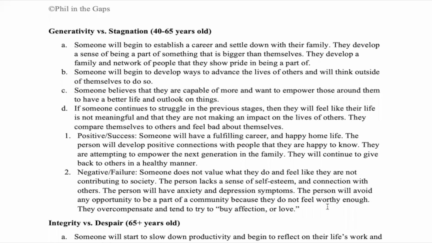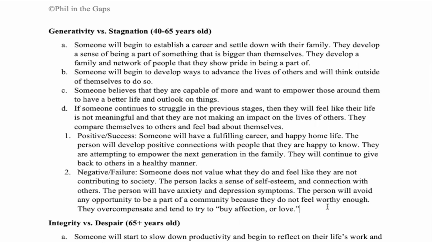However, if somebody's had mistrust, they feel shameful about who they are. They feel guilty asserting themselves. They felt inferior. They're confused about what roles they have within life. They've isolated themselves. They then would have stagnation or feel stagnant relative to what other individuals are doing within their life. So generativity versus stagnation is where somebody is going to start identifying who they are, what they want career-wise, and how they can start building for future generations that come after them. So stated in a different way, somebody will begin to establish a career and settle down with their family. So they develop a sense of being a part of something that is bigger than themselves.